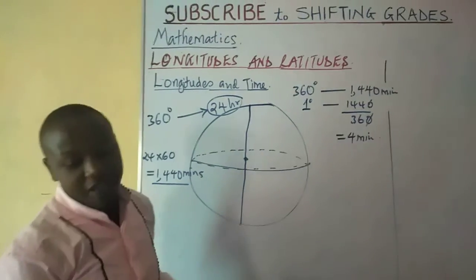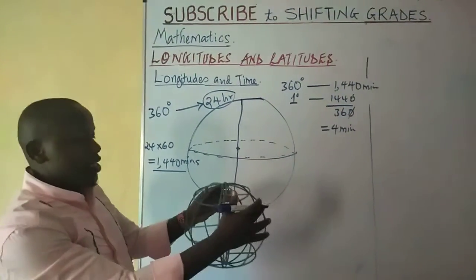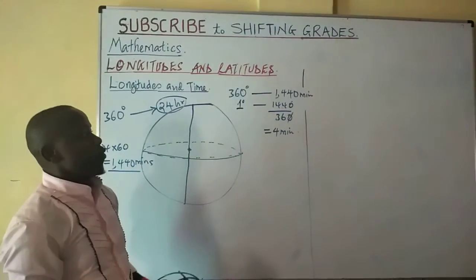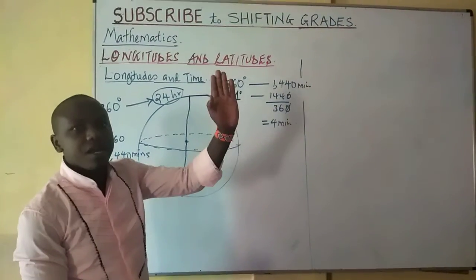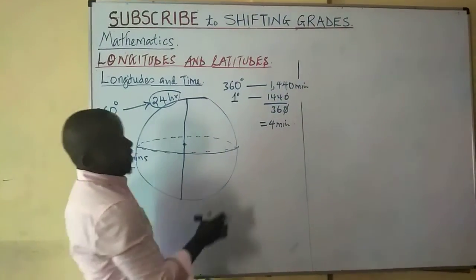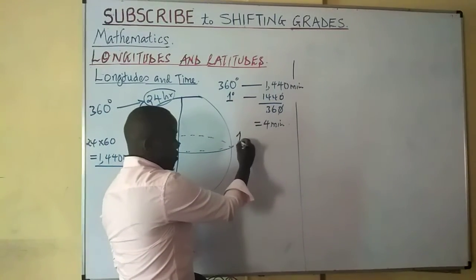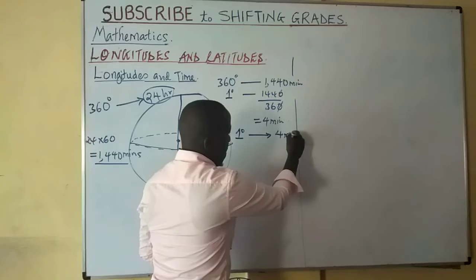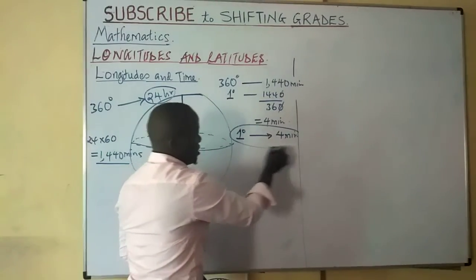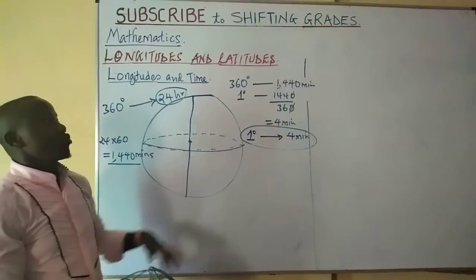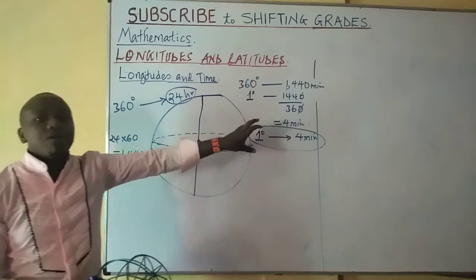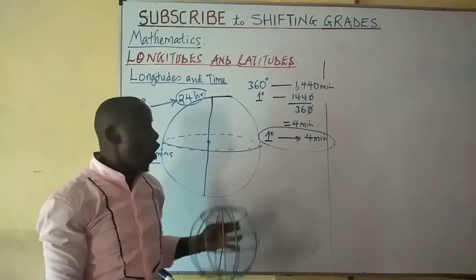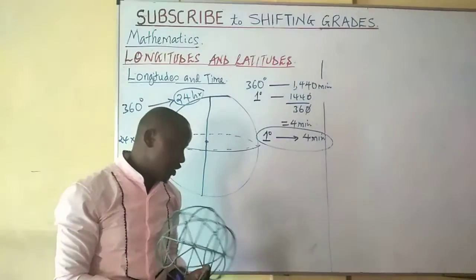Therefore, for the Earth to rotate from a longitude to another one, which are a degree far from one another, we can say that for every 1 degree, the Earth takes 4 minutes to rotate. And with that, we can use this comparison to get the time for different places on different longitudes.